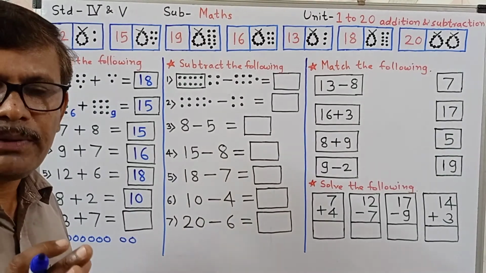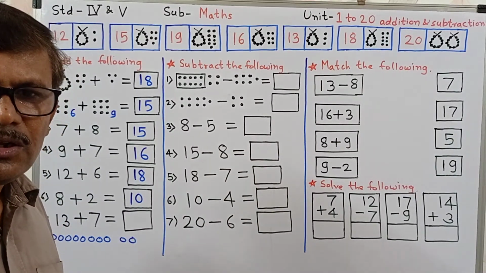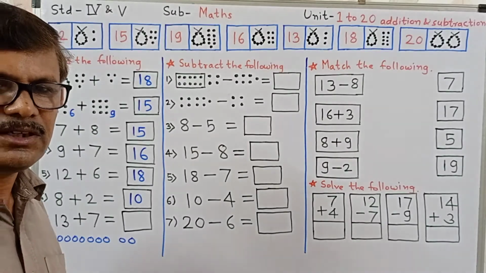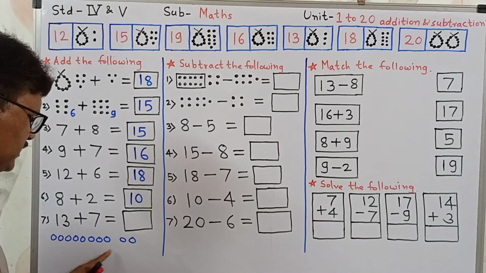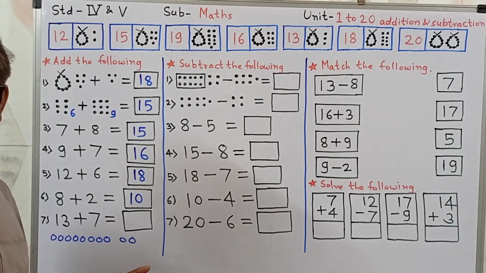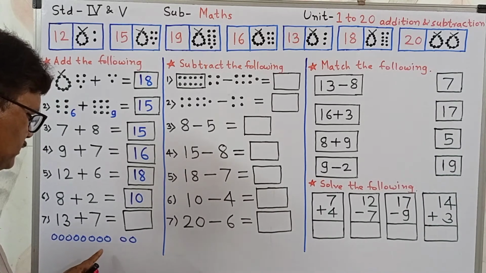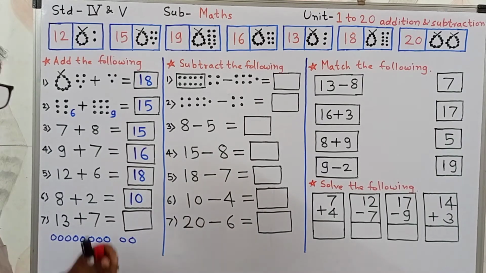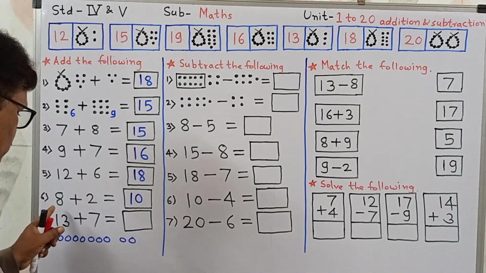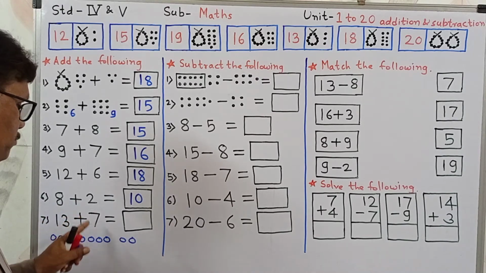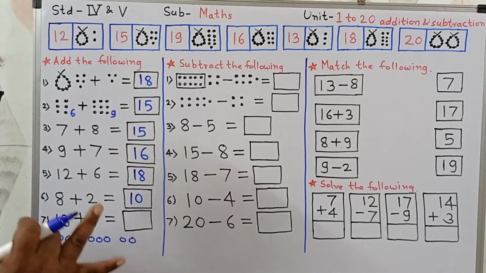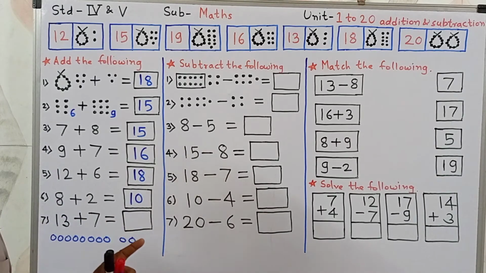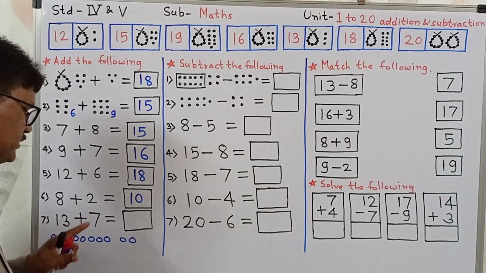Do you want to become smart or not? Yes, you must become a smart student. So this is a very good method, but this is not a smart method. What I am telling is that for 8 plus 2, take 2 fingers and count after the bigger number: 8, 9, 10. This is the smart method.